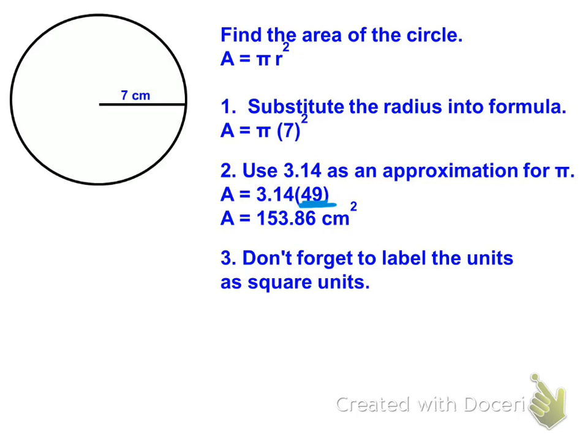Then from there I have 49 times 3.14. When I finish solving, I get 153.86 centimeters squared. Please do not forget to label your answers. Because we are talking about area, your answers will all be squared. Centimeters squared, inches squared, meters squared, units squared. Do not forget to label your answer.